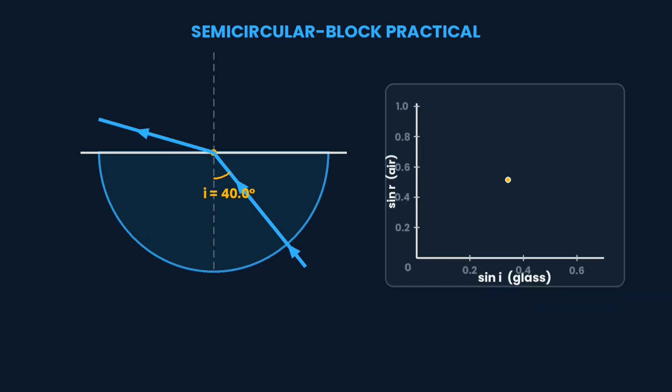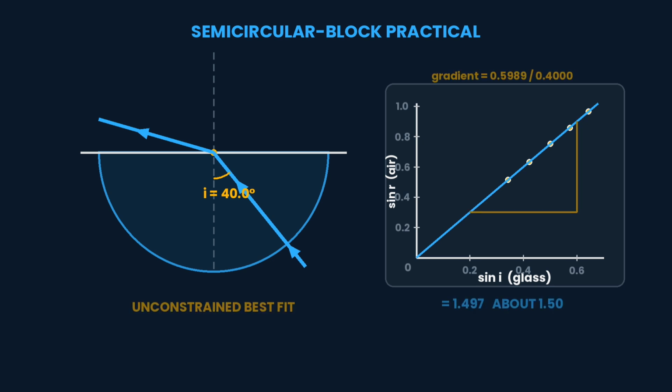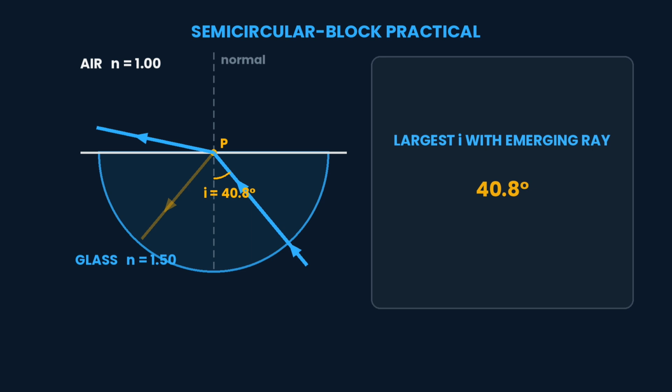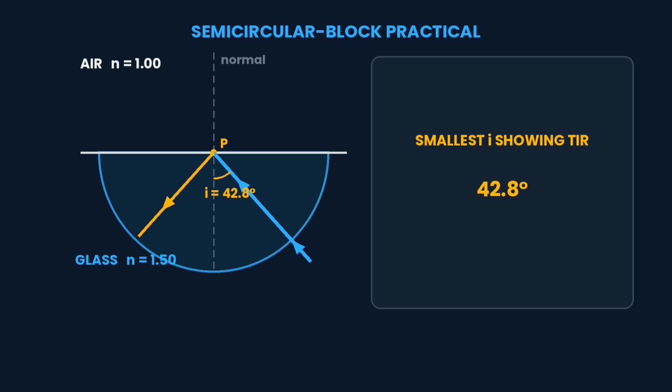Plot sine R on the vertical axis against sine I on the horizontal axis. Snell's law predicts a straight line whose gradient is the refractive index of glass divided by that of air, which is about 1.50. Use a line of best fit. Estimate the critical angle by bracketing it between the largest angle with an emerging ray and the smallest angle showing total internal reflection. Ray width and the center alignment limit the precision.